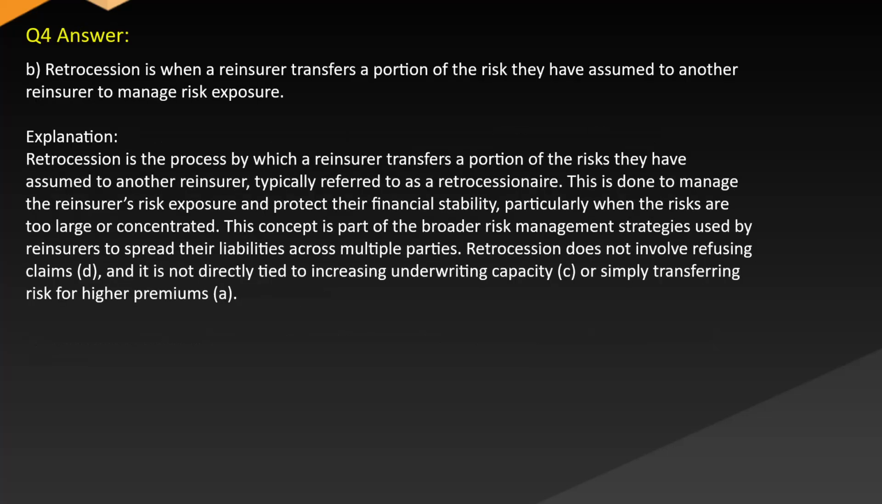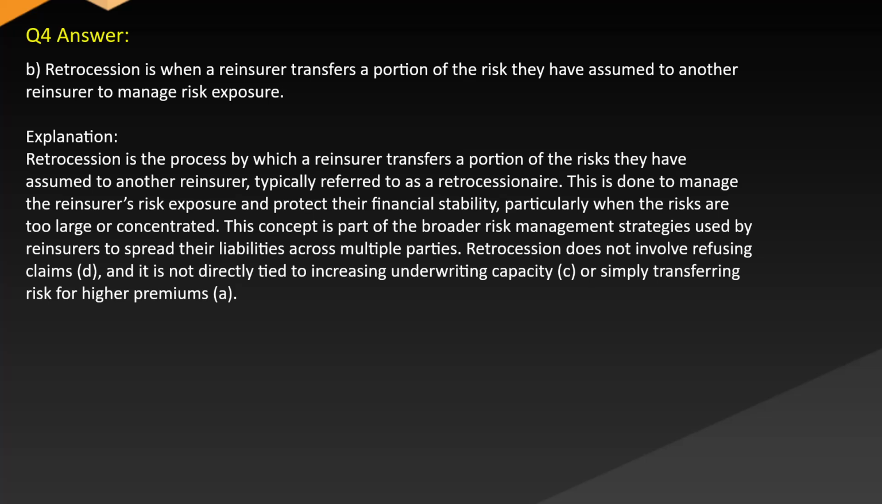Answer: B. Retrocession is when a reinsurer transfers a portion of the risk they have assumed to another reinsurer to manage risk exposure. Explanation: retrocession is the process by which a reinsurer transfers a portion of the risks they have assumed to another reinsurer, typically referred to as a retrocessionaire.